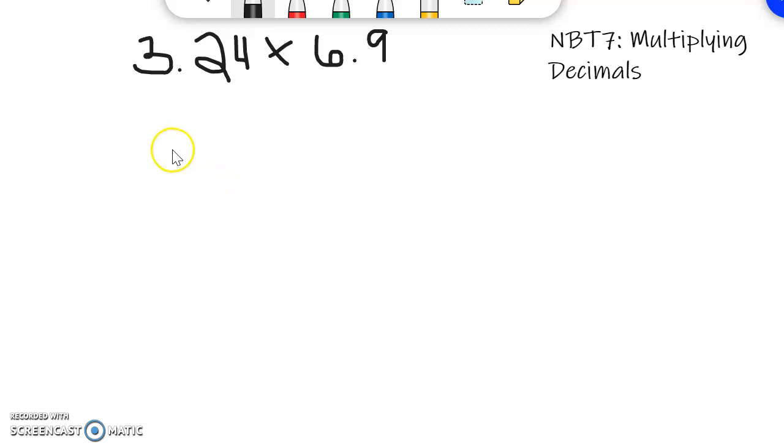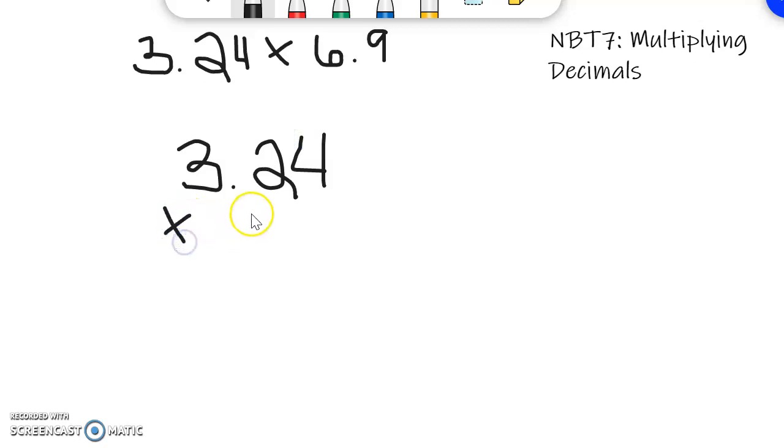So for the standard algorithm, the first thing that we do is set up our problem, which is 3 and 24 hundredths times 6 and 9 tenths. We set it up just the normal way that we multiply, okay? Now we set it up without the decimals. We'll leave our decimals in our expression, but the equation that we're setting up with the numbers stacked on top of each other based off of place value, we would not need the decimals there.